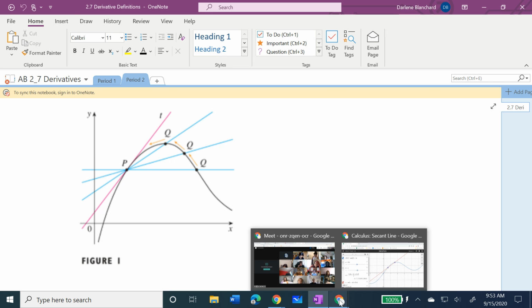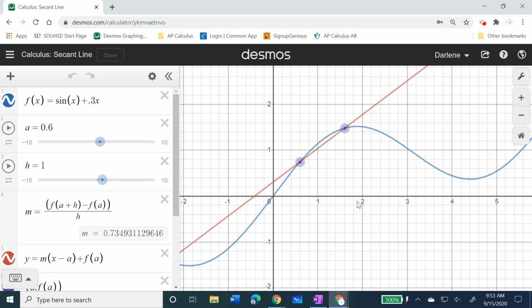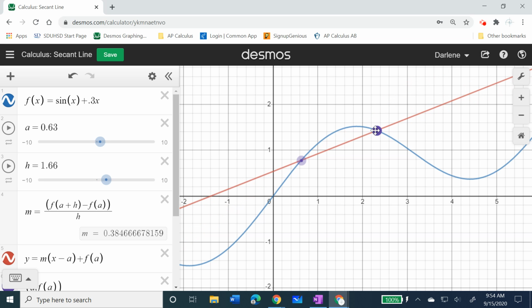I've got a fun little Desmos thing ready to show you. I need to remember to put this as a link for you guys if you want to play with it. You can have A play and go through different points, or you can move it manually to where you want. And then H is actually the horizontal distance between these 2 points. This is point Q. I'm going to manually just move point Q to show you this secant line.